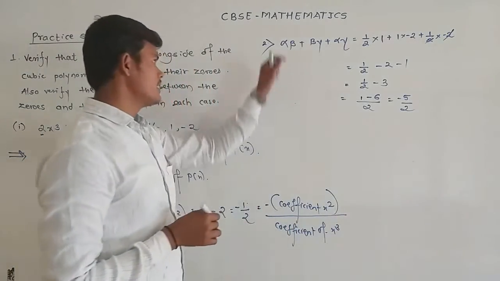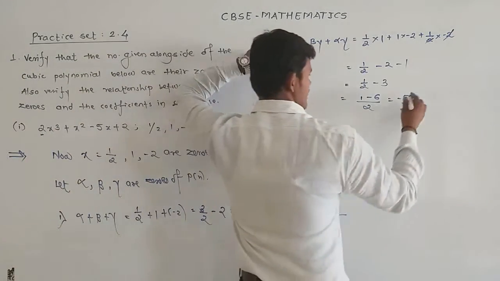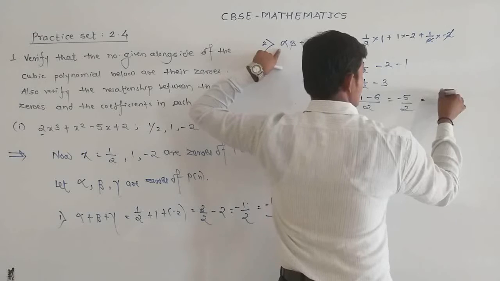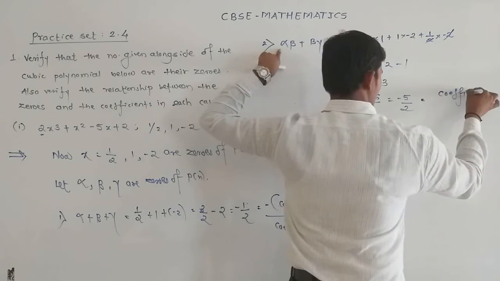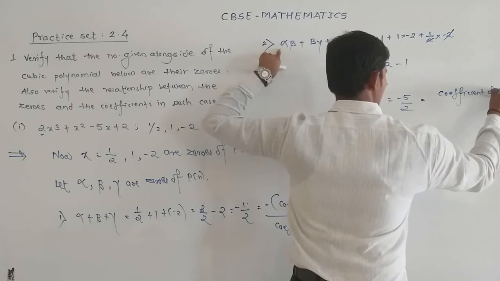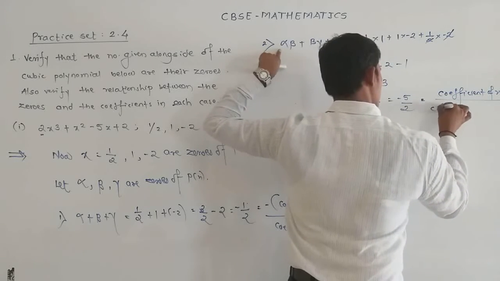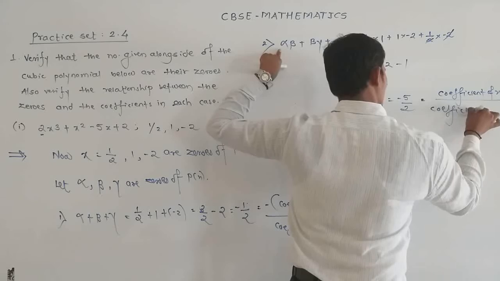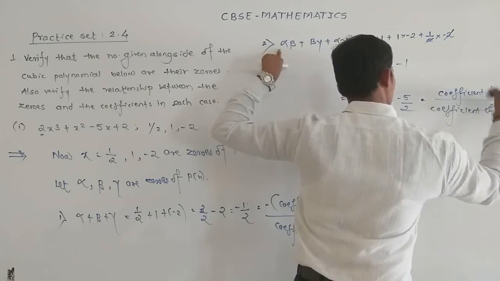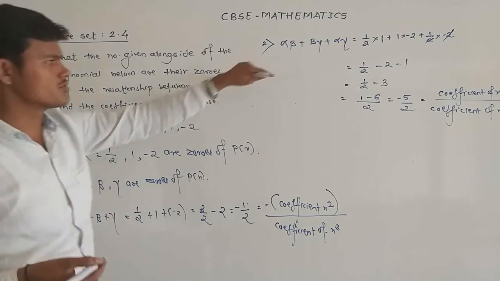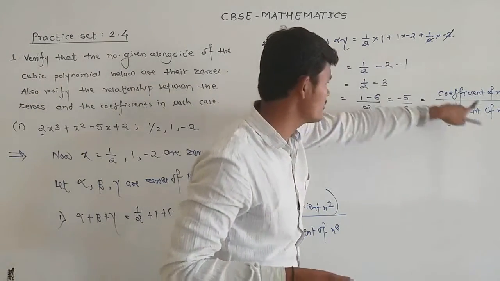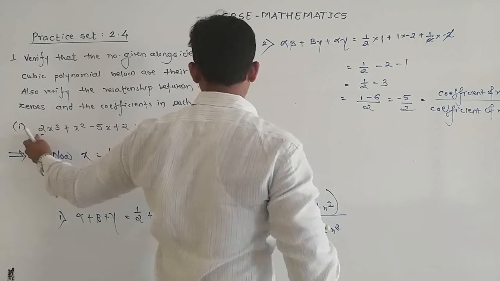So the sum of products of alternate zeros, that is the second relation, is c by a, that is coefficient of x divided by coefficient of x cube. So the coefficient of x is nothing but minus 5. So here the coefficient of x is minus 5 and the coefficient of x cube is nothing but 2.